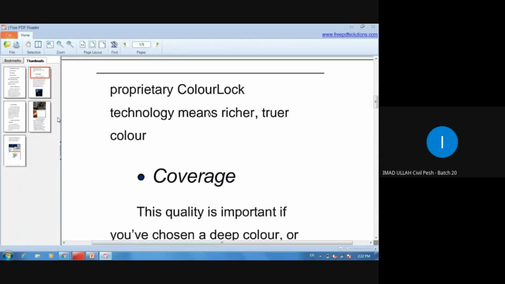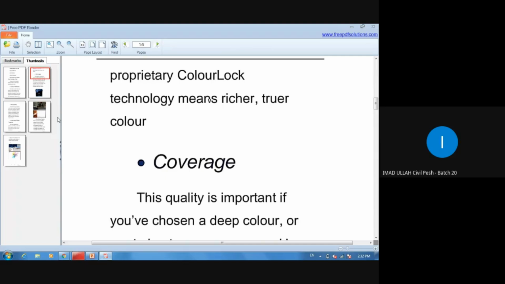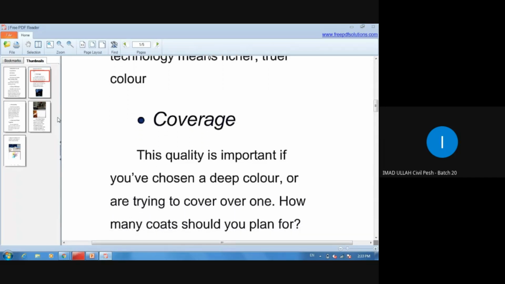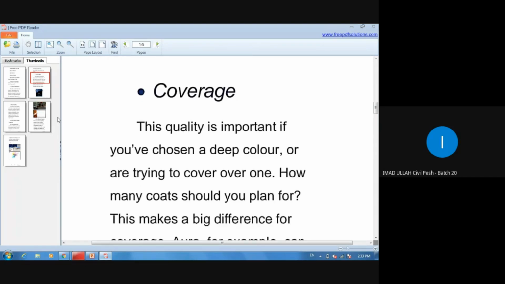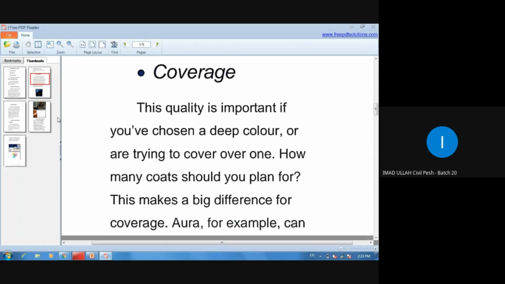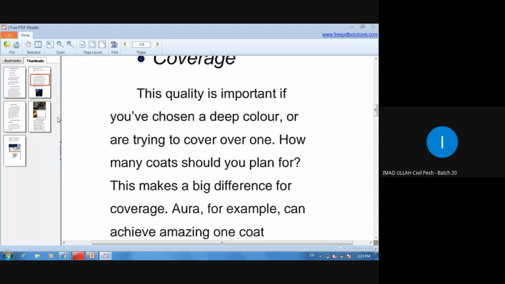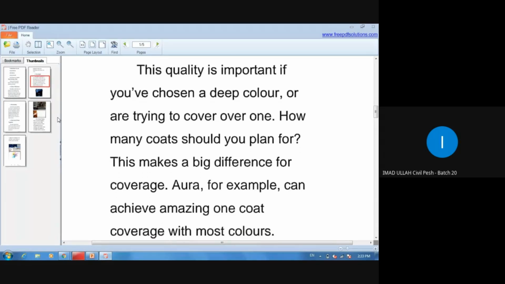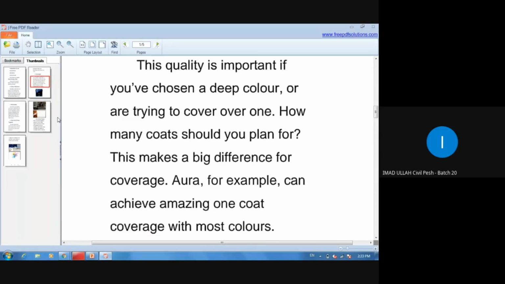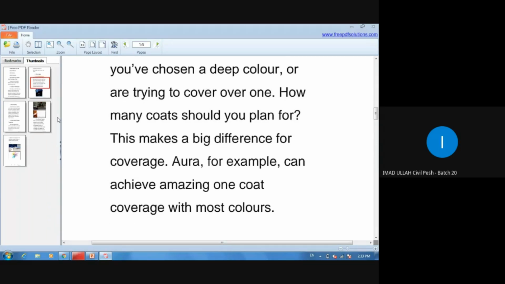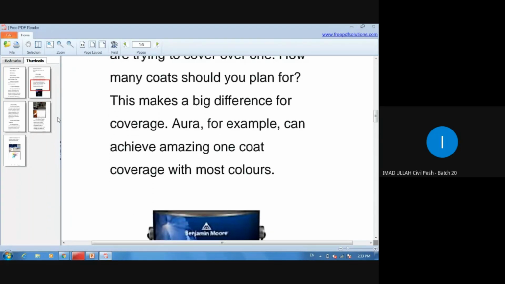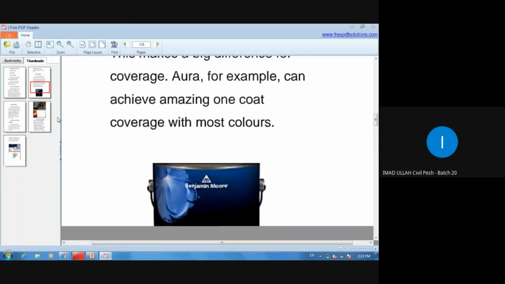After the richness of the color, we will discuss the coverage of the paint. Coverage of the paint means how much area is covered by a given amount of paint. This quality is important if you have chosen a deep color or are trying to cover over one. How many coats should you plan for? This makes a big difference for coverage. Ira, for example, can achieve amazing one coat coverage with most colors.